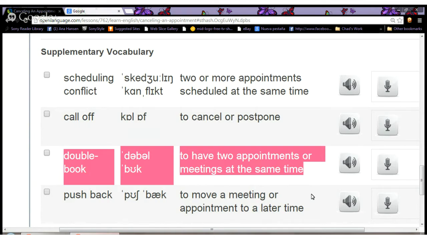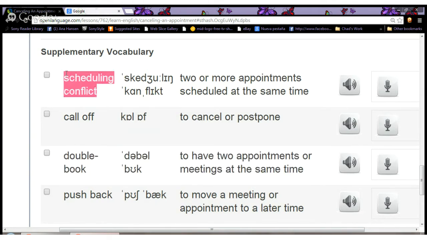Double booked is similar, but there looks like I'm double booked. Double booked we use when it doesn't seem like it's going to be a problem, but a scheduling conflict is going to be a problem. Personally, I usually use scheduling conflict when I have two appointments because I try not to have too much going on, because I'm pushing myself in too many different directions. So that's the phrase I usually use. Okay, it looks like I have a scheduling conflict.